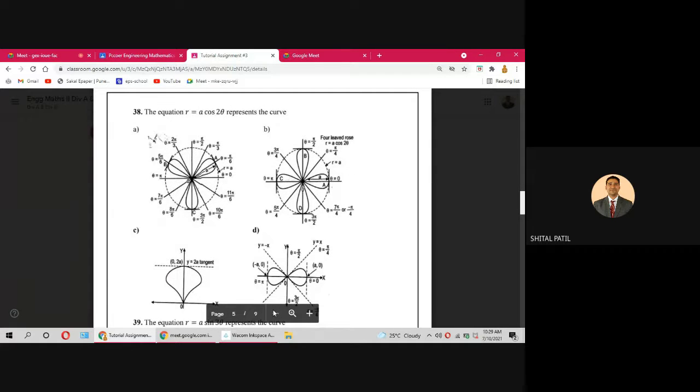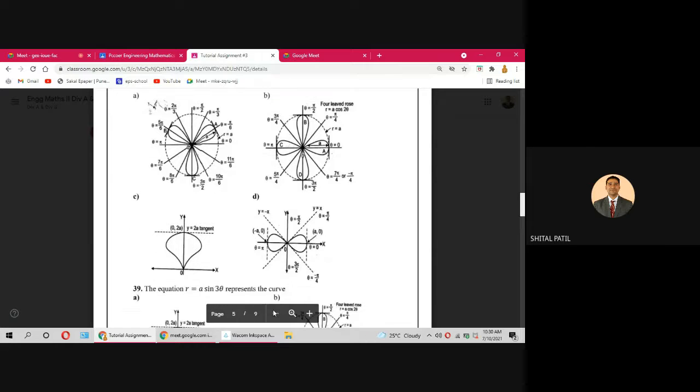n equal to 2. So how many loops are there? 4 loops are there. See the first option, 3 loops are there. See the C option, there is only 1 loop. See the D option, there are only 2 loops. So we don't have to check anything. Just the number of loops, not every time, but at least for this example, that will be sufficient. The number of loops is 4, and that is true in case of B. That's it. B is the correct option.